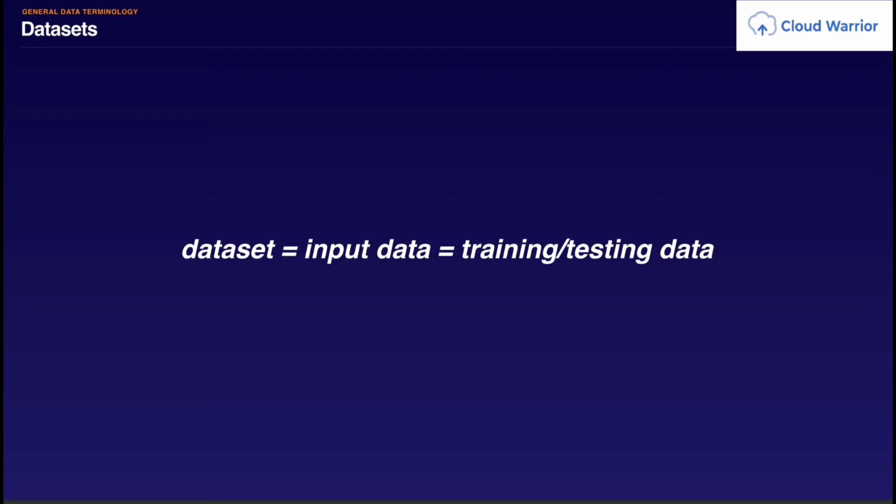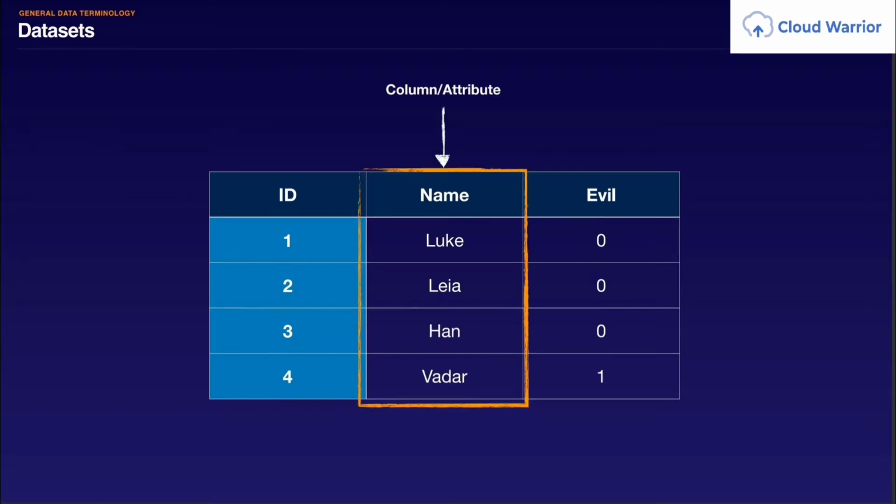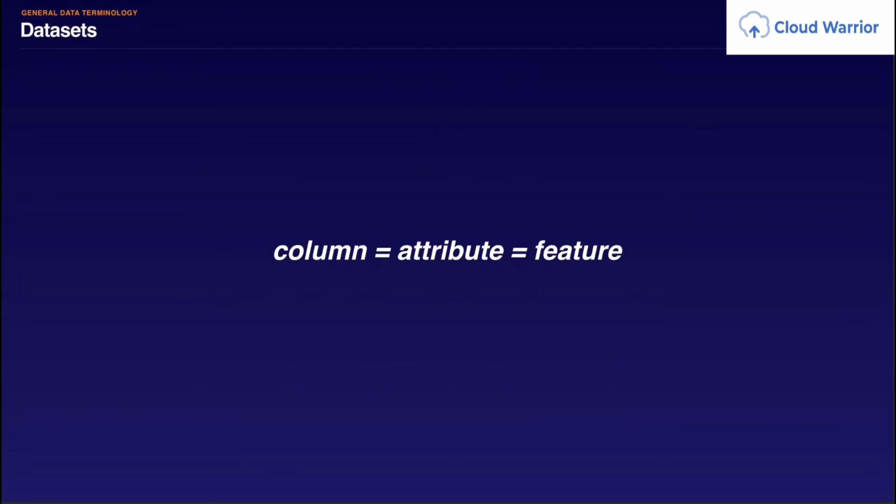Now, an example dataset might look like something like this. Now, we have some important parts of our dataset that actually describe our data, and some of the parts that describe it are columns and attributes. And we can see here we have a couple of different columns and attributes. We have name and evil, and we will use column and attribute and feature interchangeably to describe our data. And we also have a row or an observation. These are the different data points that make up our dataset.